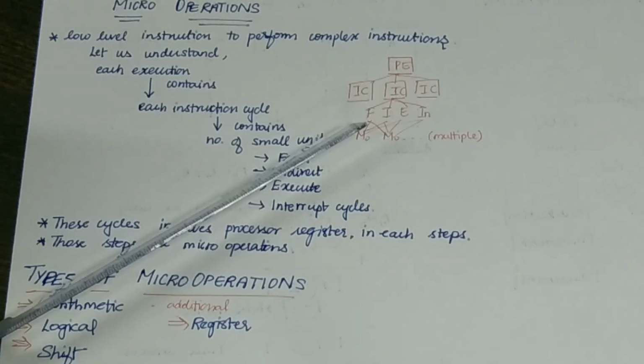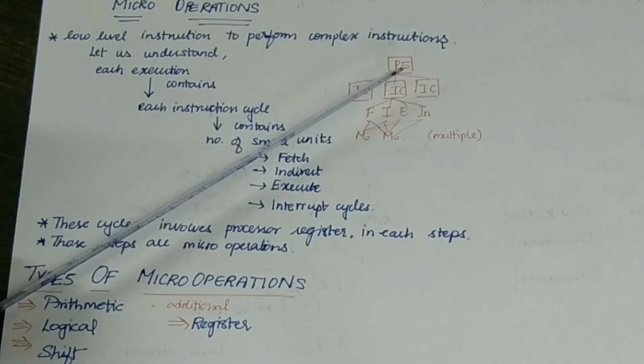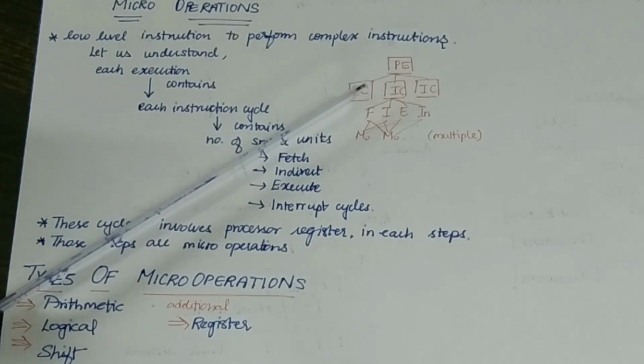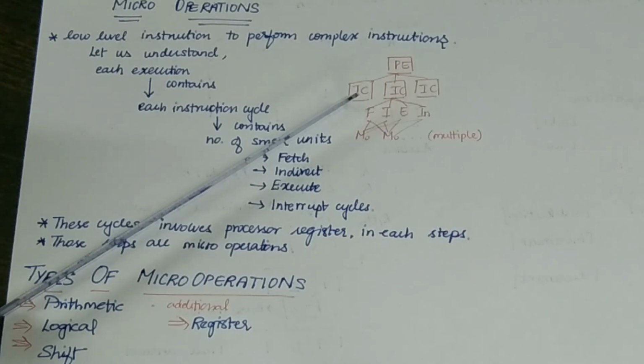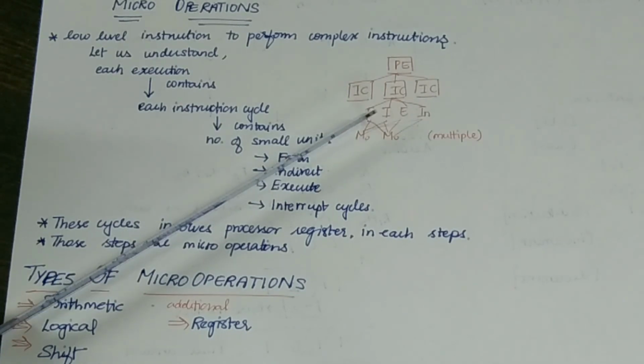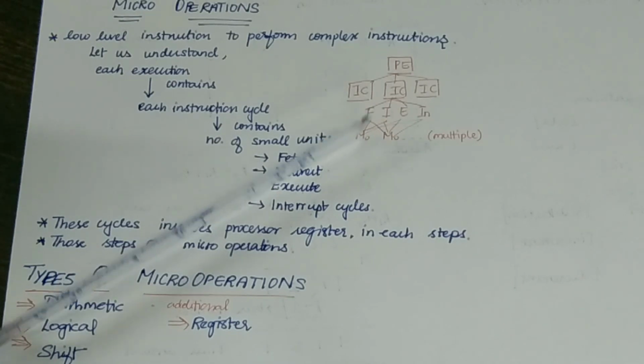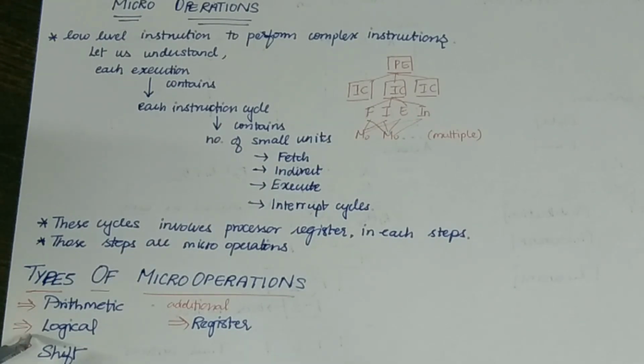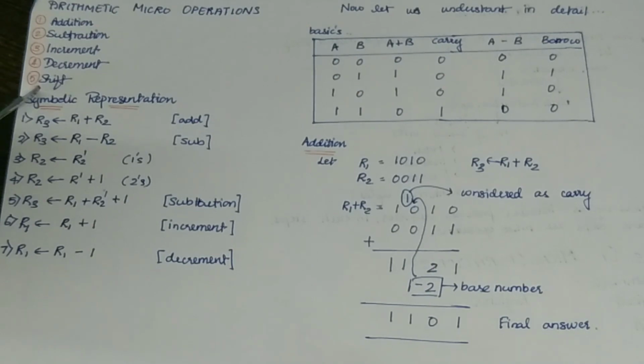You can understand the micro operations in this pictorial diagram. Every process execution consists of instruction cycle, and every instruction cycle consists of 4 components, and each component has a micro operation. There are commonly 4 types of micro operations: arithmetic, logical, shift and register. Now let us understand arithmetic micro operations in detail.